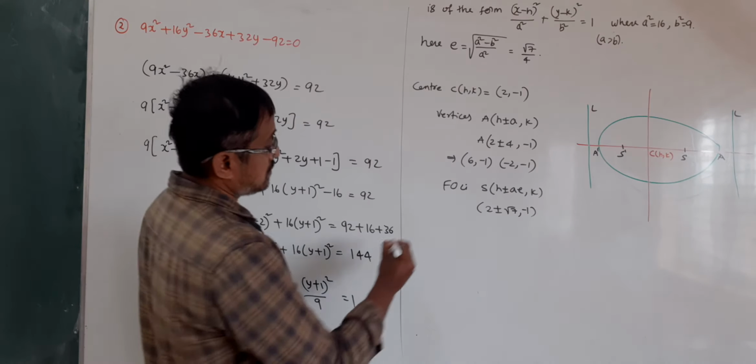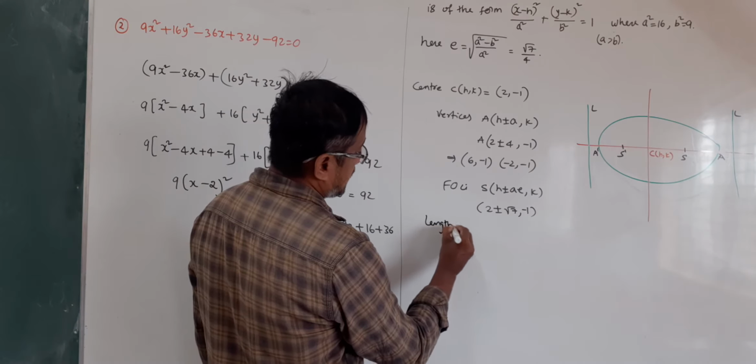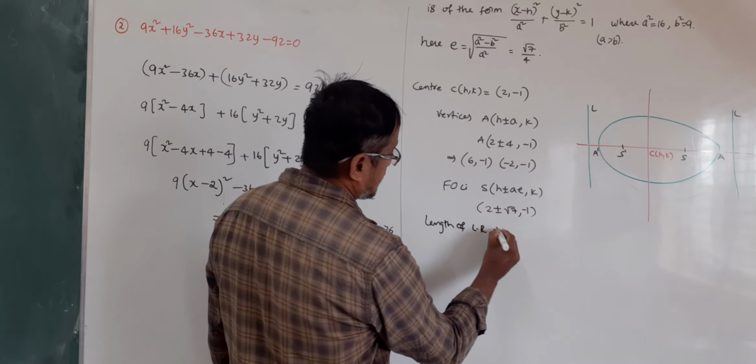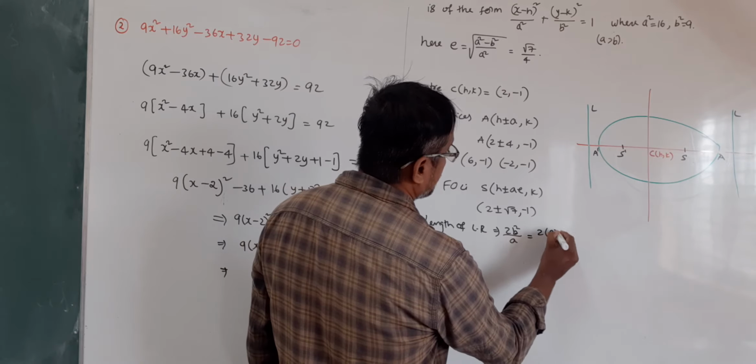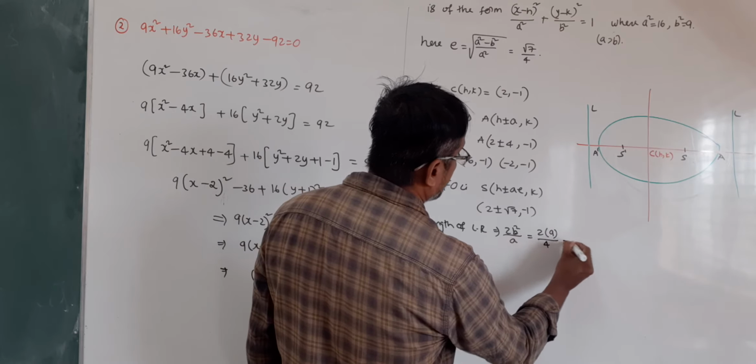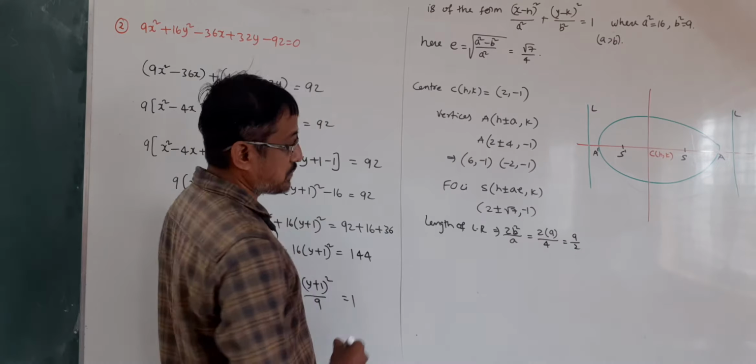Next, length of latus rectum. Length of latus rectum is 2b square by a. So 2 into 9 by 4. So it will be 9 by 2.